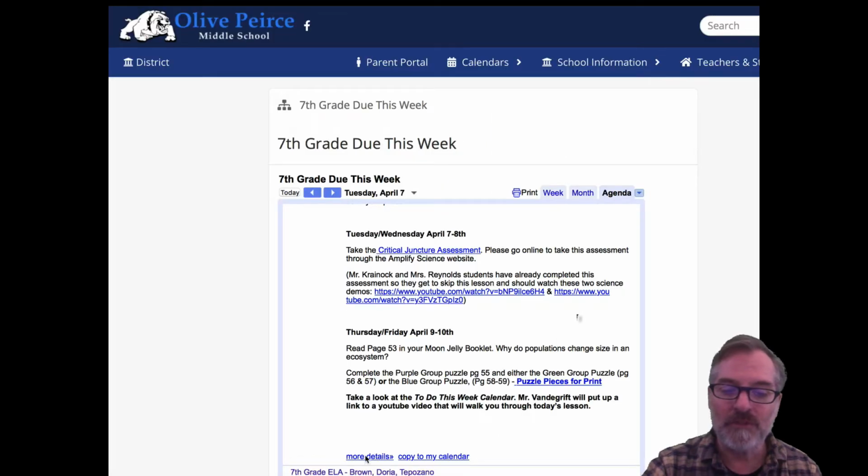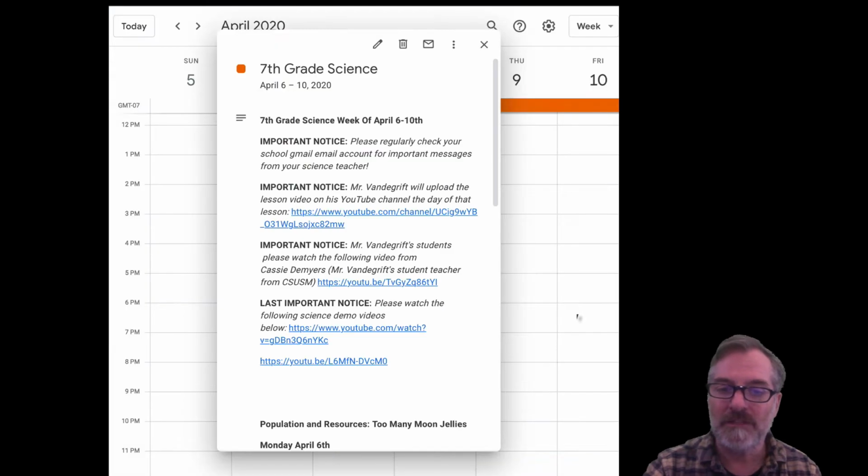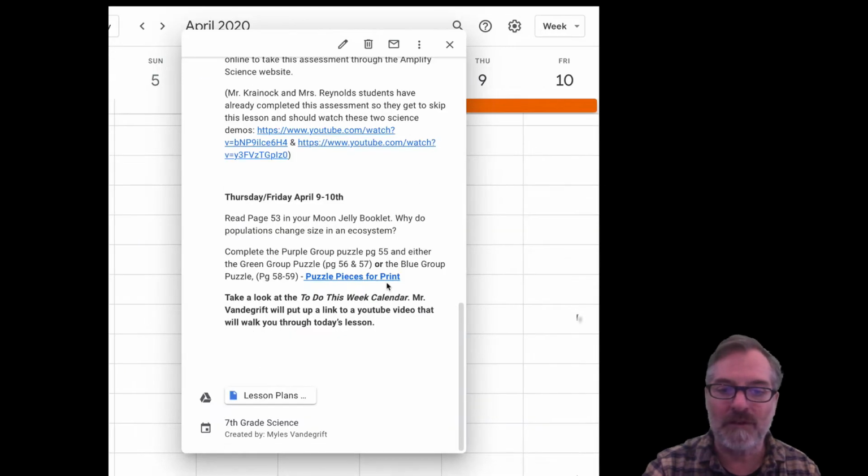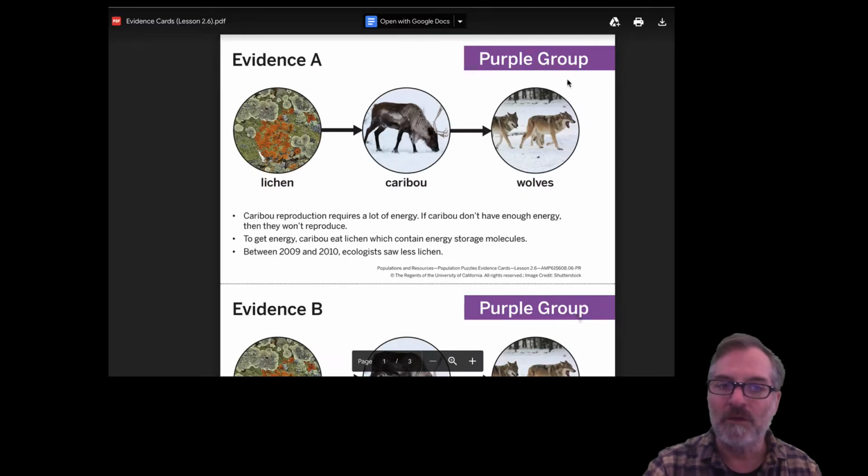Also, if you click right here for more details, it will take you to this window, and if you scroll down, you can see it right here. And that you can click and find it as well. Also, you can find the PDF for the lessons and all the instructions. So, you'll come to this page, which will allow you to download the evidence cards.